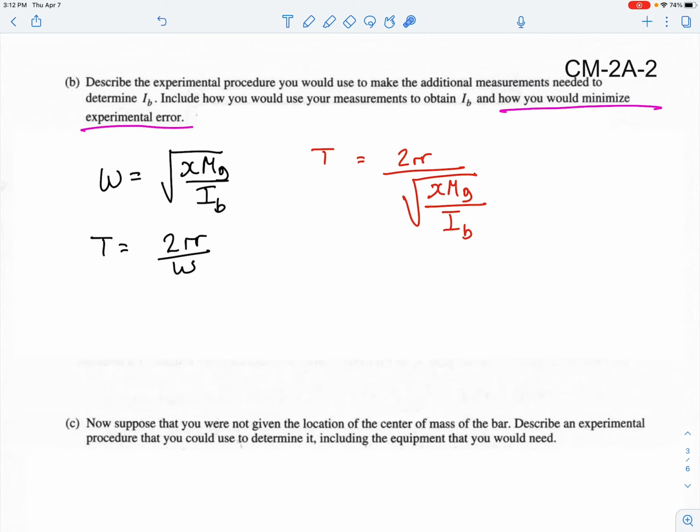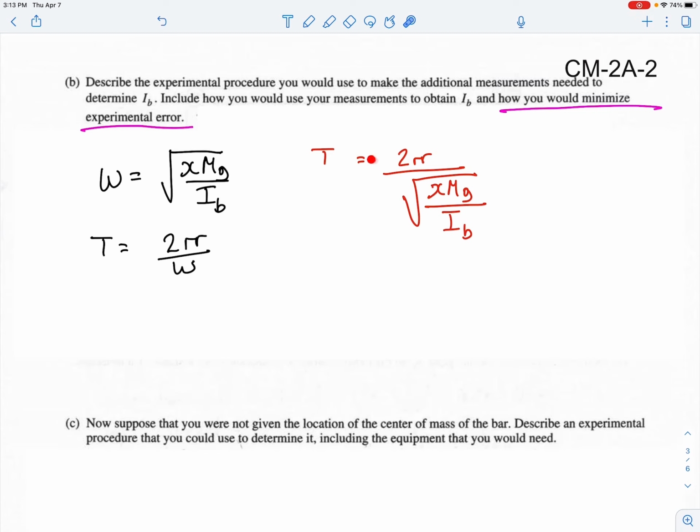X would be the distance to the center of mass of the object. If you wanted to get the center of mass, all you have to do is balance it. Because it's a beam, you just balance it on something. If you balance it on something, that would be the center of mass. Like if you have a ruler, you just balance it on your finger, or on an edge. That would be the center of mass.